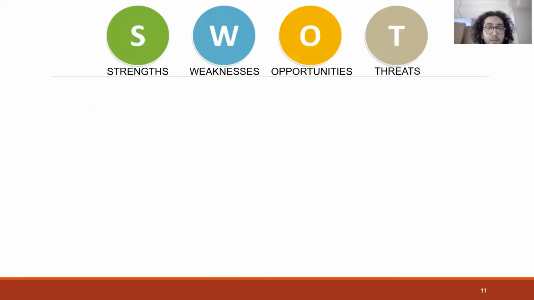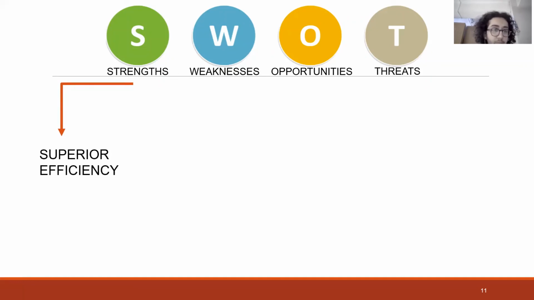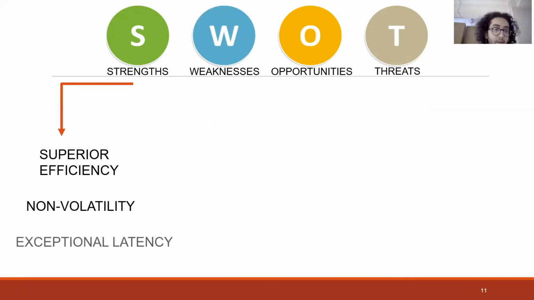Here is the SWOT analysis of spin torque-based devices compared to conventional electronic devices. Thanks to read and write operations using the magnetic states of electrons, there is no need to consume a huge amount of power. Also, their non-volatility relies on the use of magnetic states. And there is exceptional latency for spin torque MRAMs compared to DRAMs, which is going to make your devices faster.